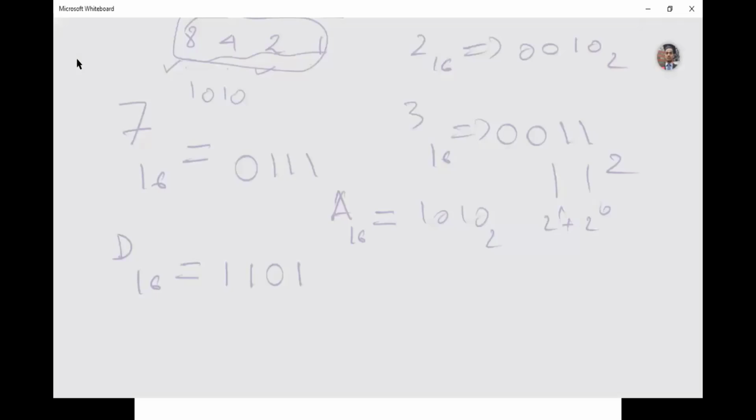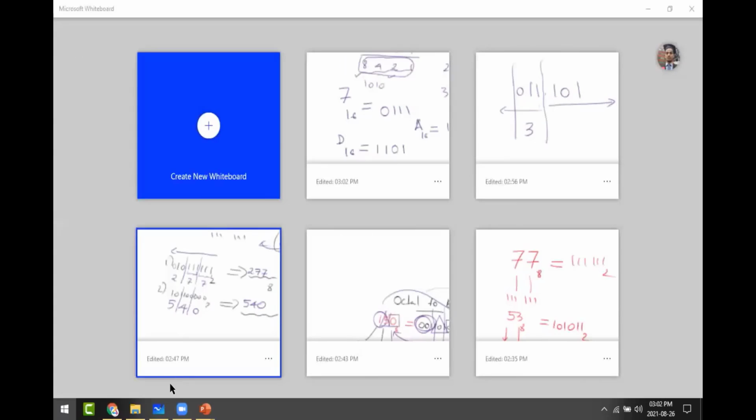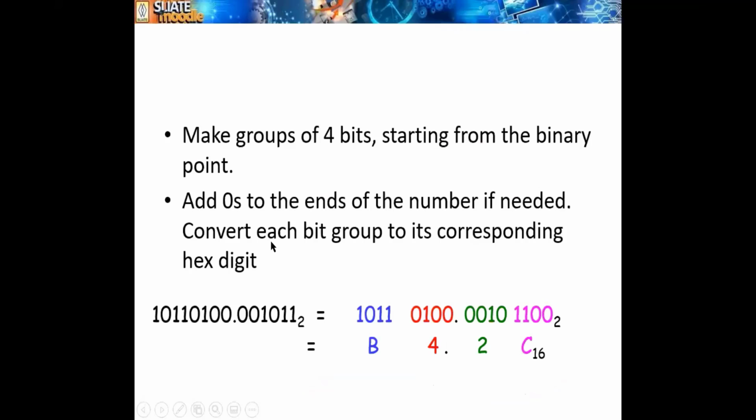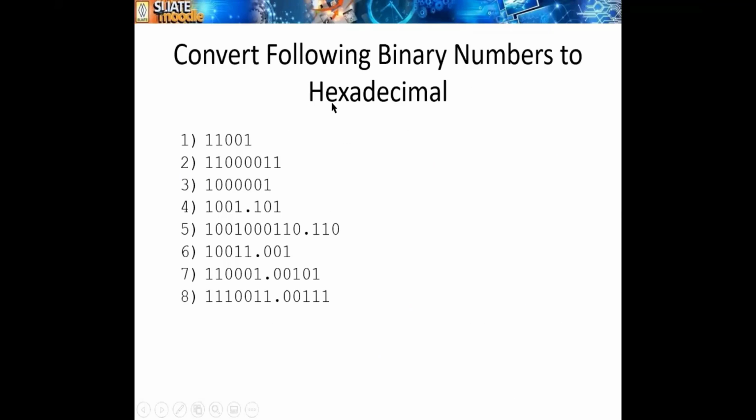Right. So the order, you can see the slide here. For the case of octal, we made groups of 3 bits. Now we are making it 4 bits. Right. So for example, convert the following binary numbers to hexadecimal. Just as we grouped 3 3 there, here we take 4 4.